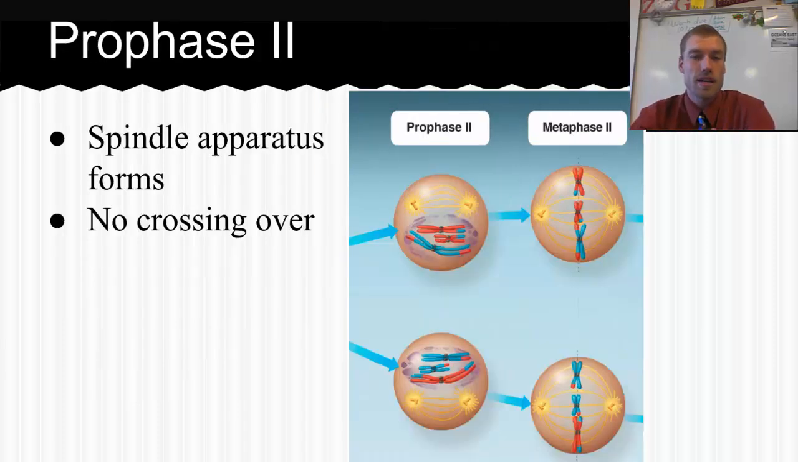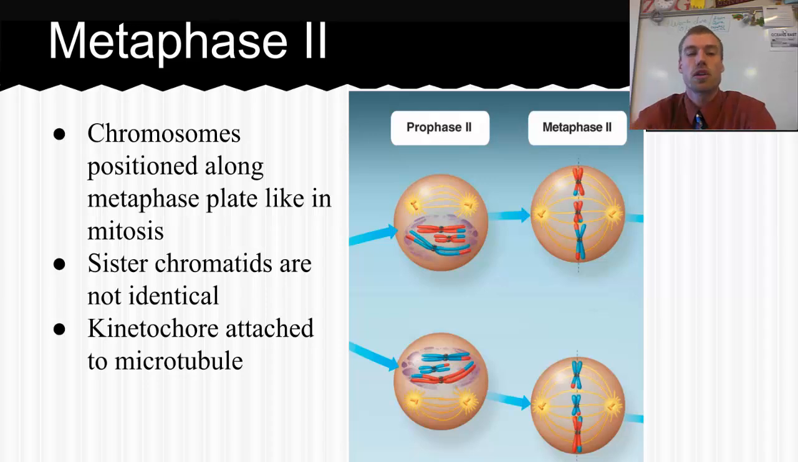Now we go into the second stage of cell division. We've got prophase 2 happening. Again, everything kind of breaks down. The spindle apparatus forms. We don't have any crossing over that occurs at this point, though. Crossing over only occurs during prophase 1. Metaphase 2. The chromosomes are going to position along the metaphase plate just like they do in mitosis. So it's the same kind of lining up.